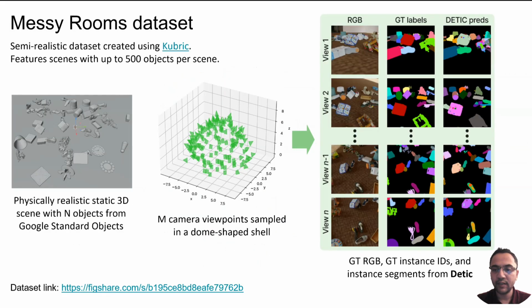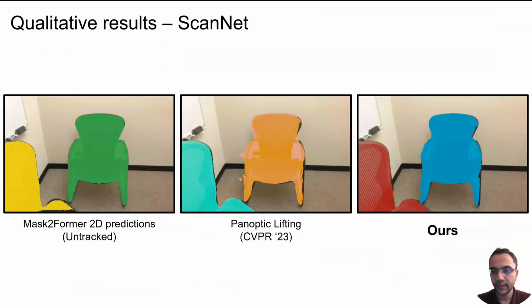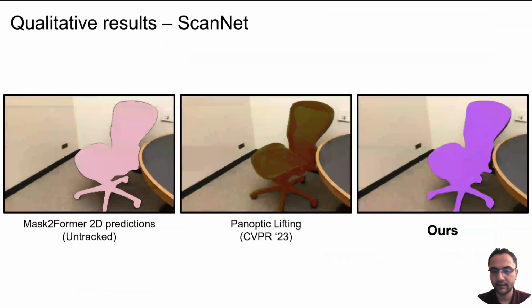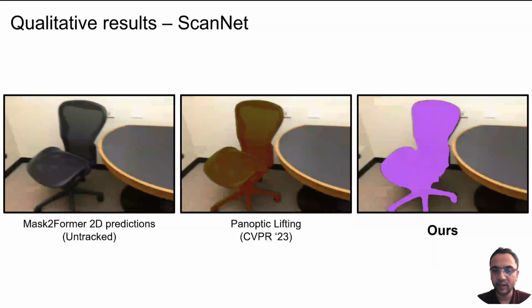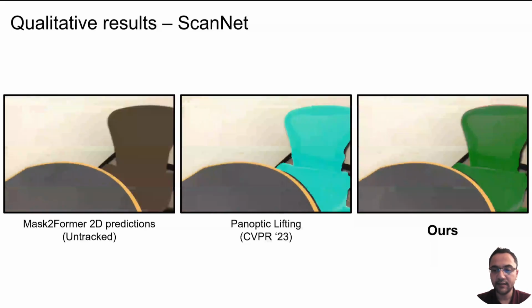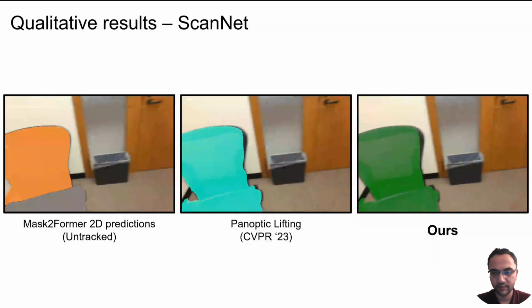To evaluate the scalability of our proposed method, we propose a semi-realistic benchmark called Messy Rooms, which features scenes with up to 500 objects per scene. This benchmark is publicly available. We test our method on ScanNet, HyperSim, and Replica datasets. Our method outperforms Panoptic Lifting, a method from CVPR 2023, in 3D consistent panoptic segmentation performance.